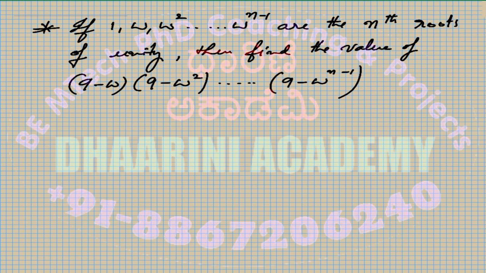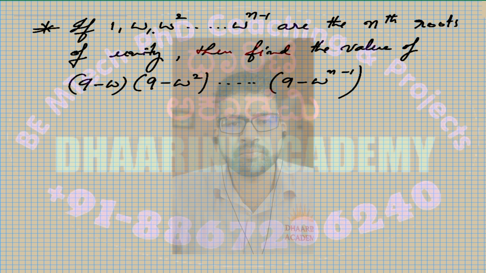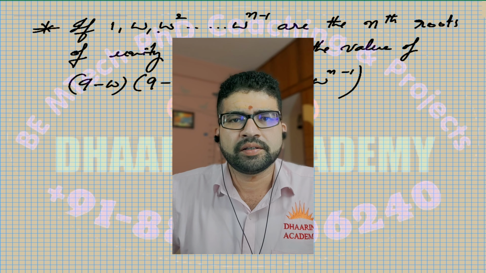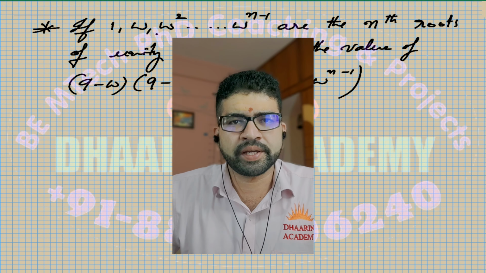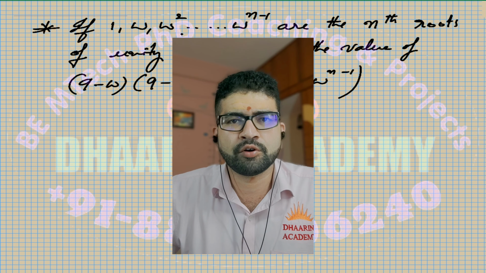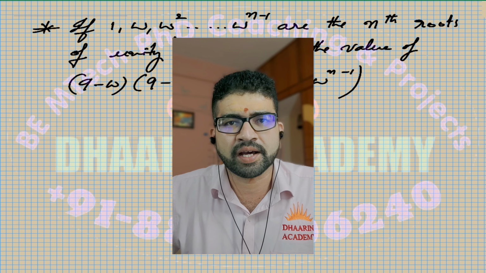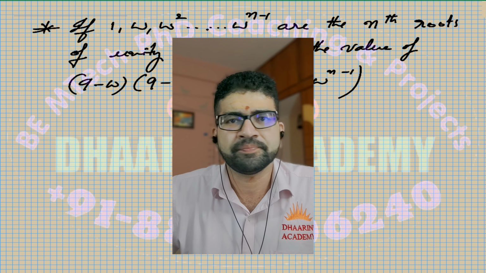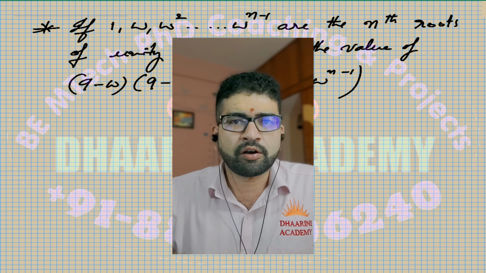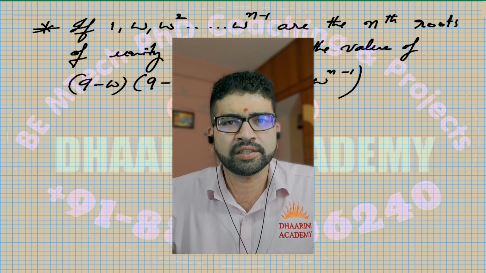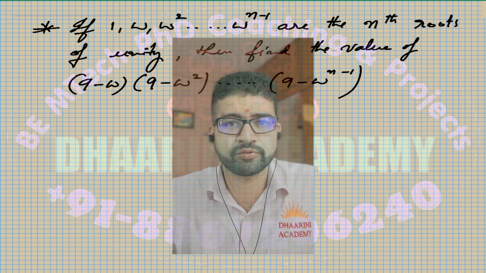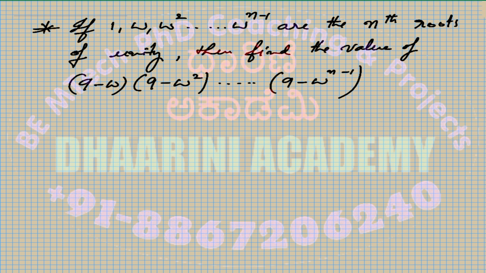So we know that the roots are given by 1, omega, omega squared up to omega to the n minus 1. All these values, they are the nth roots of unity, right? So omegas, all the values we know now, they are the nth roots of unity. So we'll start like this. So the problem, we begin like this.